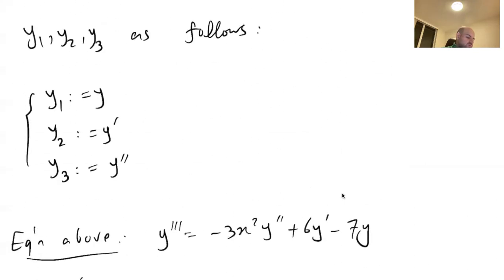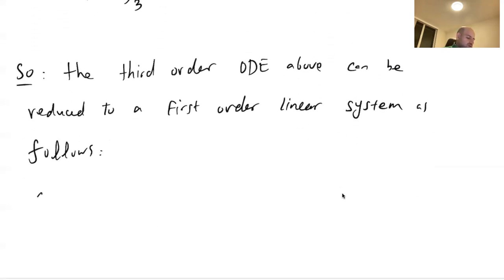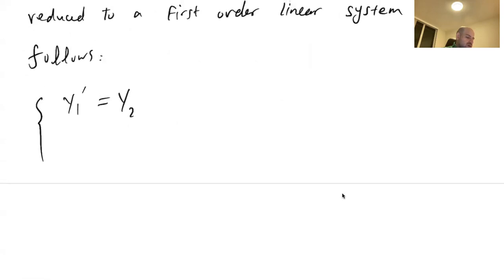So y2, we are defining y2 as y1 prime, or let me write y1 prime is equal to y2, because y2 we are defining as y prime, but y itself is the same as y1. So we can say that y1 prime is the same as y2. What about y2 prime?